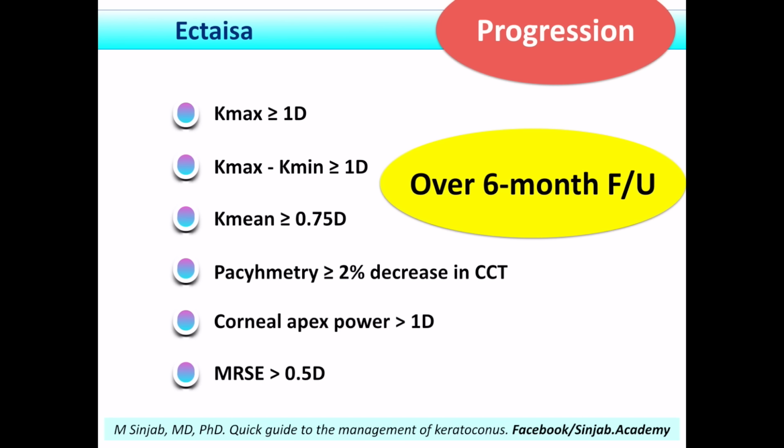Now, what's important here is we cannot depend on only one of those criteria. I mean, we cannot depend on the change in Kmax alone. So we have to have at least 3 indices that have changed over the 6 months, at least 3 indices.